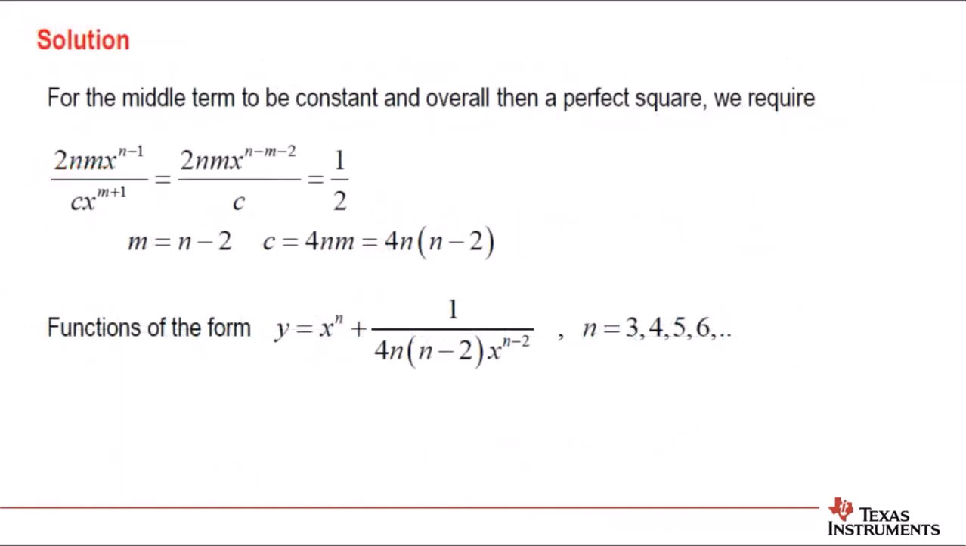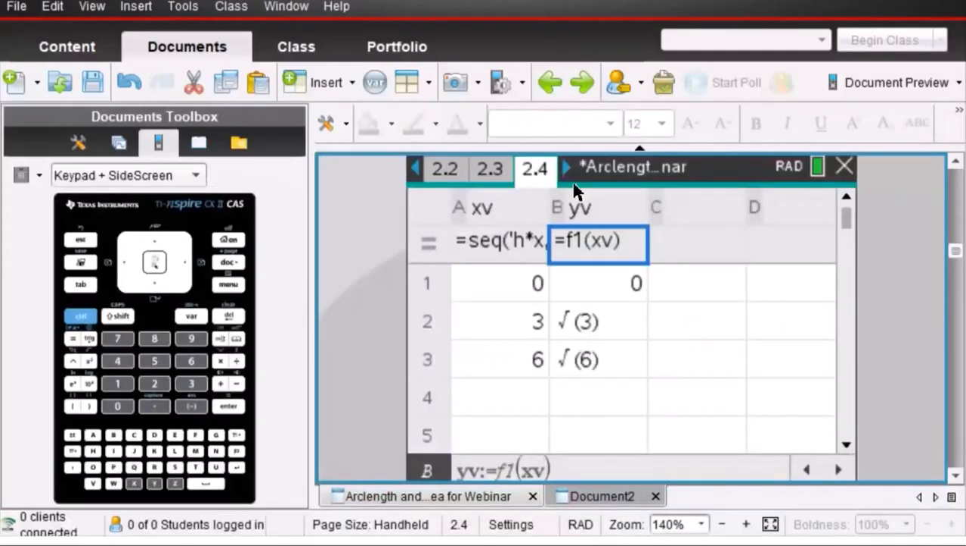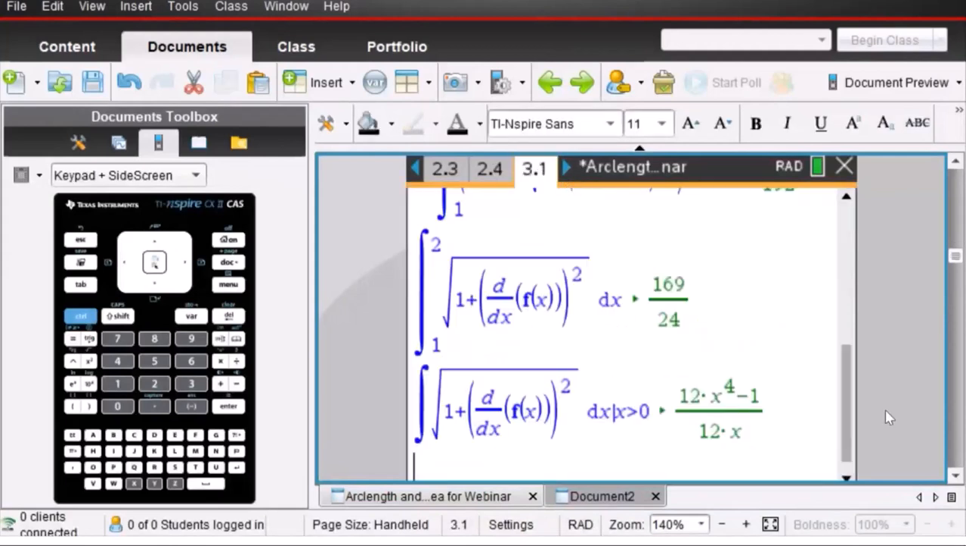All right, so for that to be the case, the power of x is just x to the power of n minus m minus 2. That has to be equal to 0 because it has no x's. And therefore, m must equal n minus 2. And c must equal 4mn, or 4n times n minus 2. In other words, we can now generate lots of curves for which we can find the arc length.